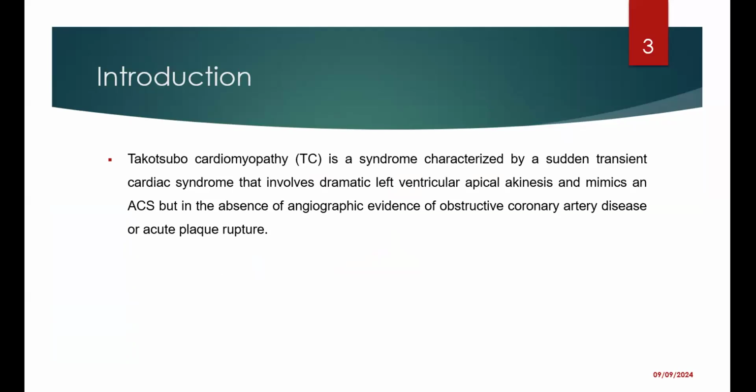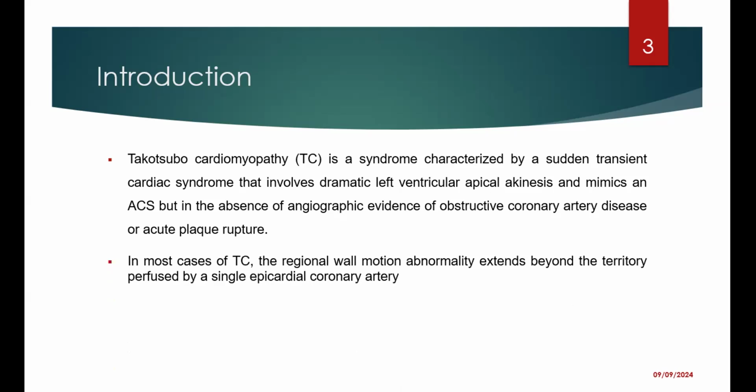So as a way of introduction, Takotsubo Cardiomyopathy is a syndrome that is characterized by a sudden transient cardiac syndrome that involves a dramatic left ventricular apical akinesis, and it usually mimics an acute coronary syndrome. But this happens in the absence of angiographic evidence of obstructive coronary artery disease or acute plaque rupture.